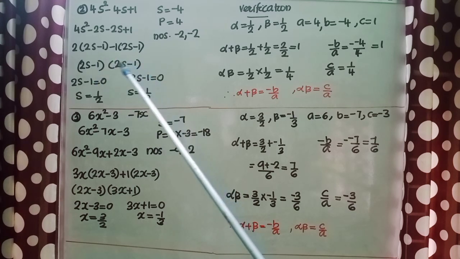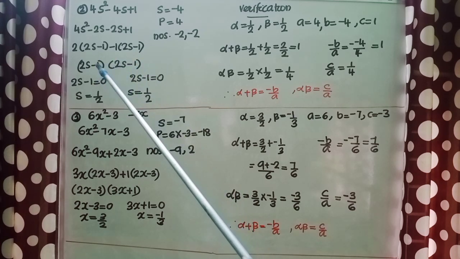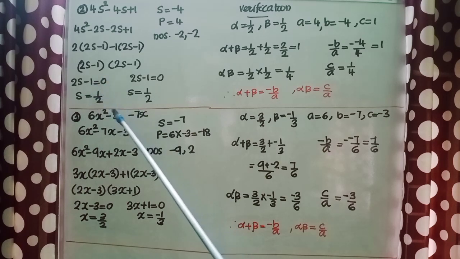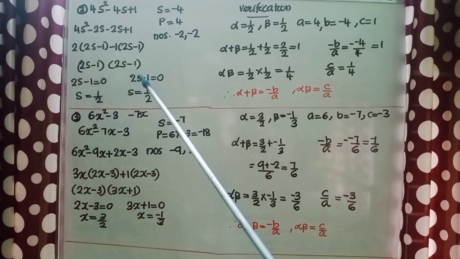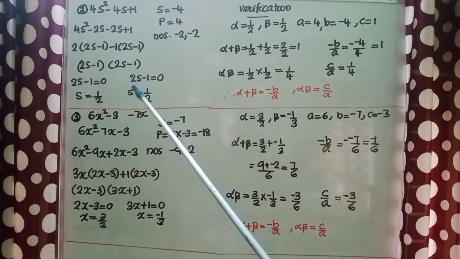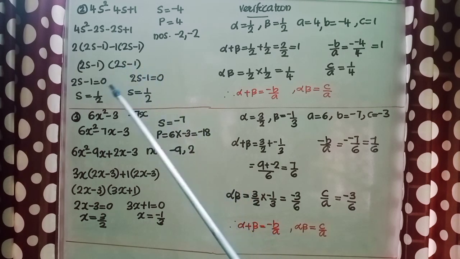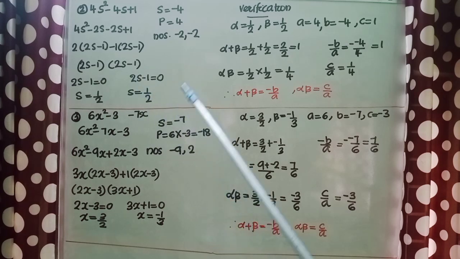Let us equate it to 0. We get 2s − 1 = 0, so s = 1/2. Here also 2s − 1 = 0, and we get s = 1/2. So here we got two equal zeros.